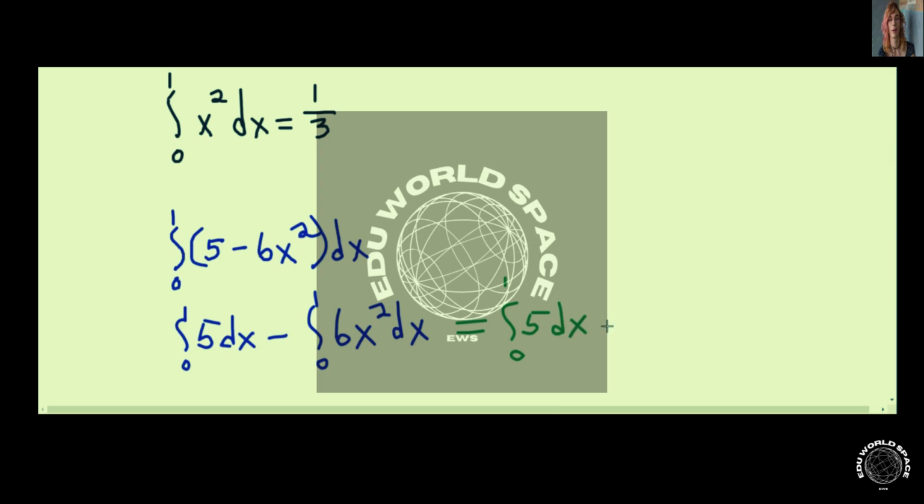subtract. Now, the other property of integrals that we're about to use is the integral of a constant times a function is equal to the constant times the integral of the function. In other words, the integral of 6x squared is really 6 times the integral of x squared. So we're going to take the 6 out of the integral sign. So 6 is now going to times the integral from 0 to 1 of x squared dx.